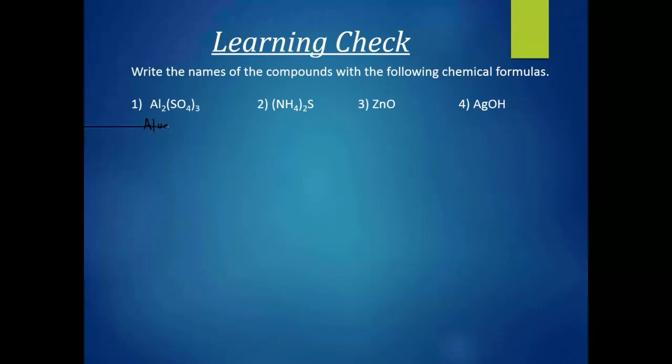Or if you have some British influence, you might notice that in British English, aluminum is spelled differently. In American English, we write it as aluminum. In British English, it's spelled aluminium, A-L-U-M-I-N-I-U-M. And then we put the name of the polyatomic ion we have here. And what's that going to be? Sulfate.